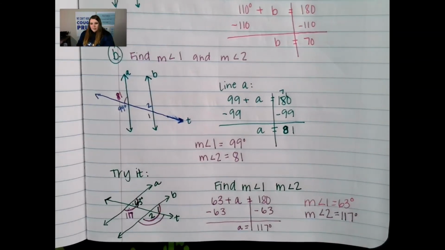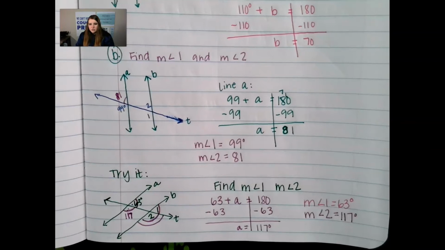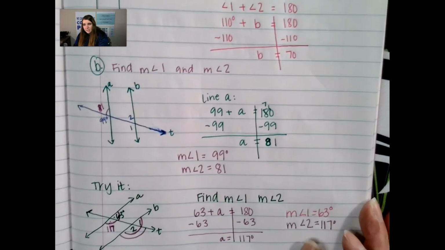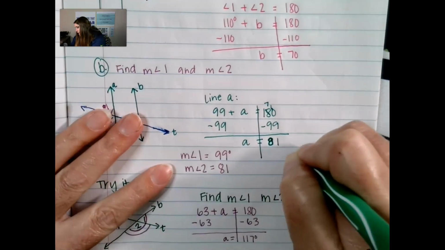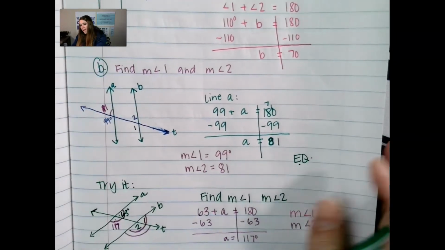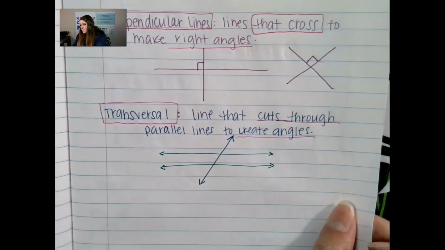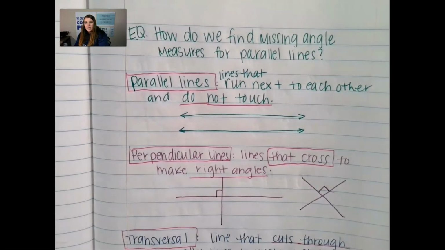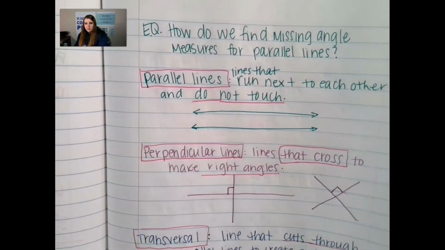All right, how did you do on your try it? Go ahead and find a place somewhere on your paper and answer your essential question. How do you find missing angle measures for parallel lines? So how do we find missing angle measures for parallel lines?